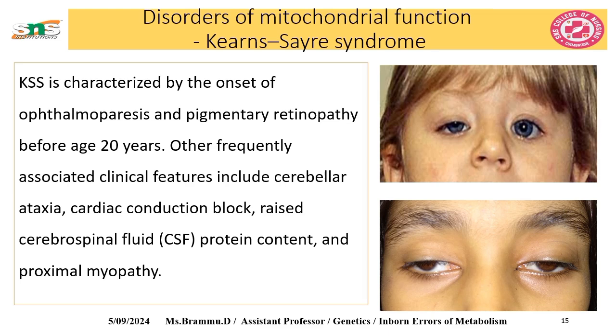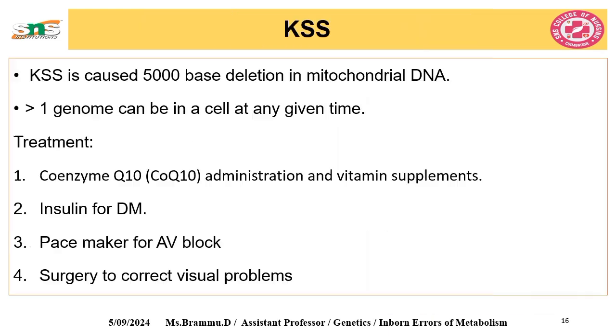The patient can also have other disorders such as ataxia, cardiac block, and raised cerebrospinal fluid protein, and this is caused mainly due to a 5000 base pair deletion in the mitochondrial DNA, where more than one genome can be present in any cell at a given time. The treatment is that coenzyme Q10 can be administered and vitamins can be supplemented, insulin for diabetes mellitus, and as I told you, cardiac blocks can be there, so pacemakers can be planned. Surgery is done in case of visual problems, such as ptosis, which can be corrected by surgical intervention.